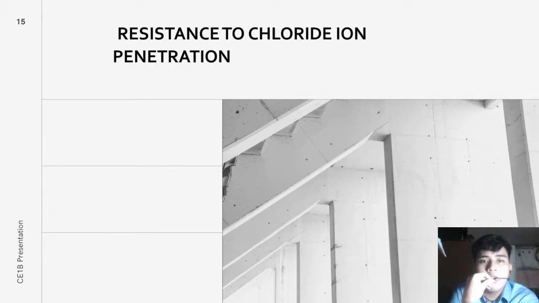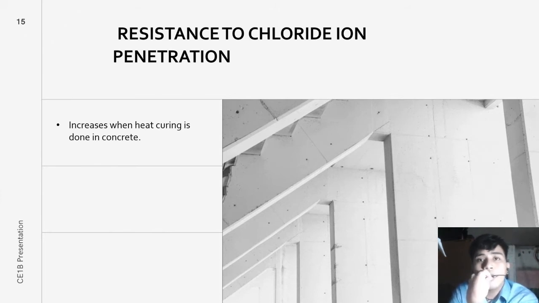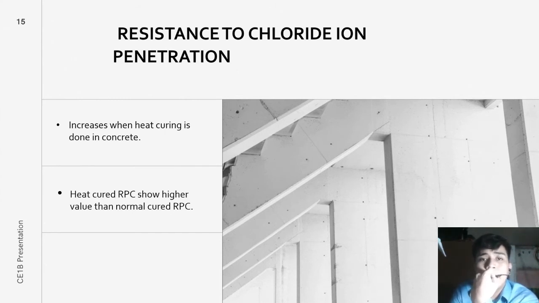Now, let's talk about the resistance to chloride ion penetration of RPC, or reactive powder concrete. It increases when heat curing is done in concrete. Heat curing is when they are using thermal heat to improve the ductility and strength of the concrete. Heat cured RPC shows higher value than normal cured. Heat cured uses thermal heat, while normal cured only uses a light amount of water to improve its strength while it's still in the moist period or moist space.